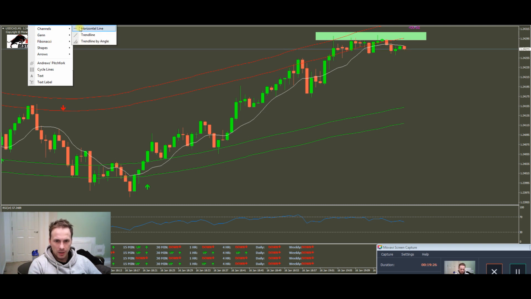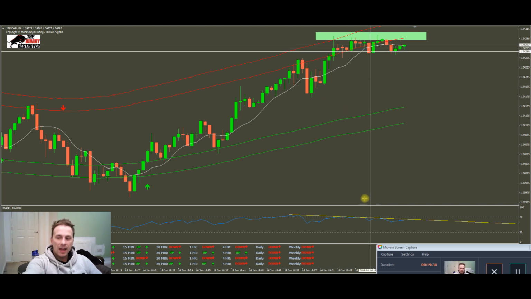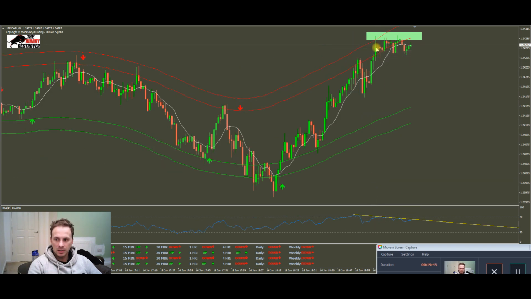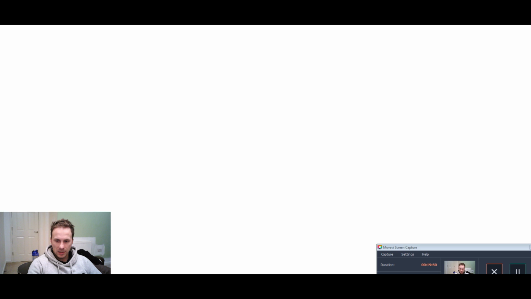For the guys in the VIP group, can you see the divergence in the RSI? Can you see that RSI is going down, but the price is going up? That there is like a window into the future that price is going to drop. It didn't, it completely went against me, it went up.